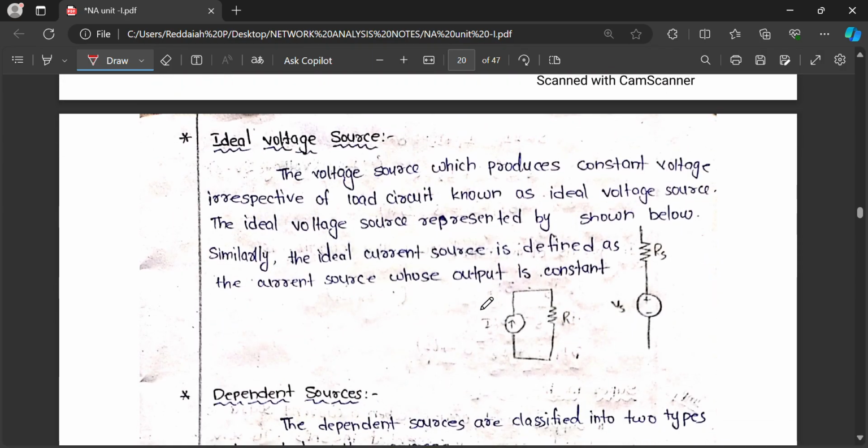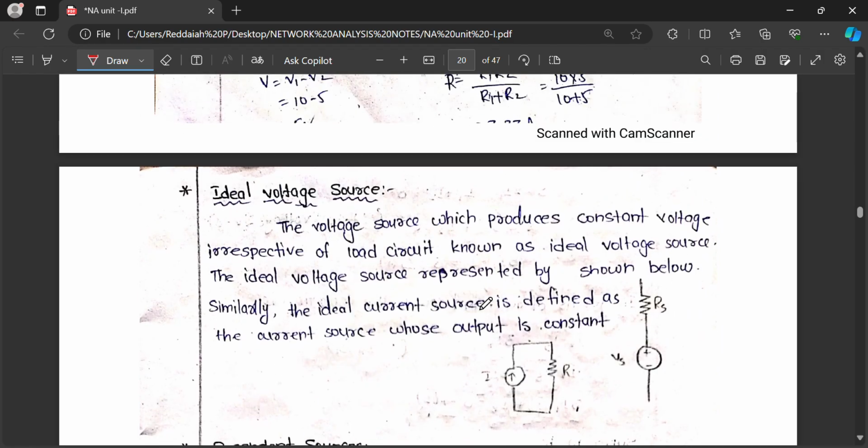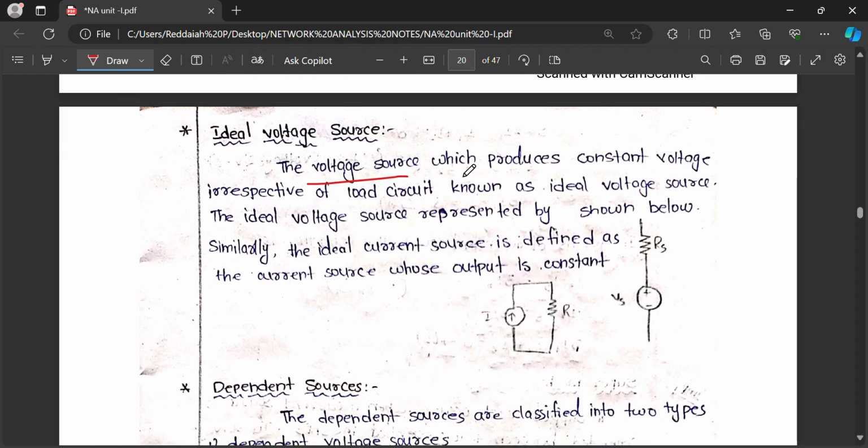Similarly, another problem you can see, by using source conversion we can find. Now, what is an ideal voltage source? Define ideal voltage source. A 2 marks question will come. An ideal voltage source means a voltage source which produces constant voltage irrespective of the load circuit. Ideal voltage source means the internal resistance is 0.